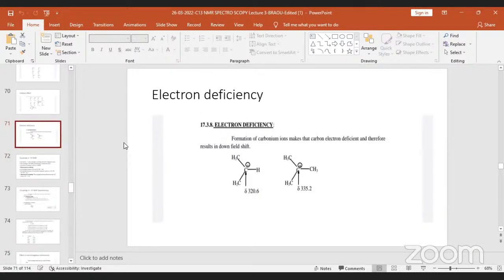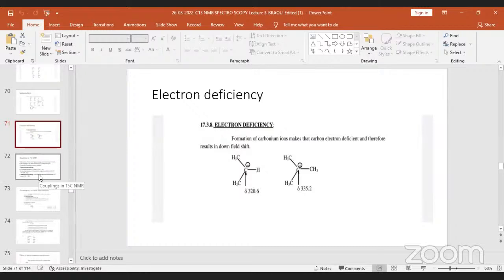Now, these are a couple of factors affecting chemical shift. You need to be thorough with these factors, because you should be able to identify which one will come upfield when you compare with the reference sample, or if it is an unknown sample, you should be able to predict where exactly the chemical shift comes. So that will help you in solving the problems.